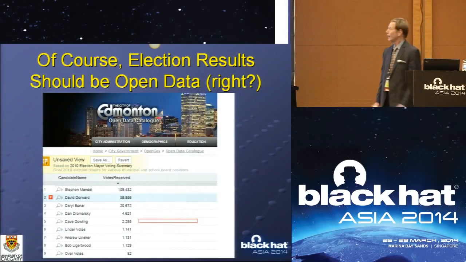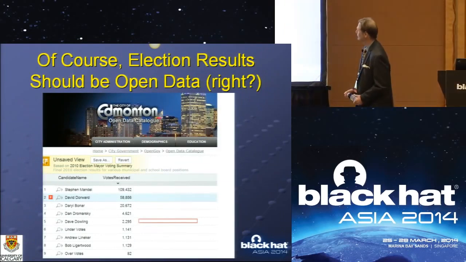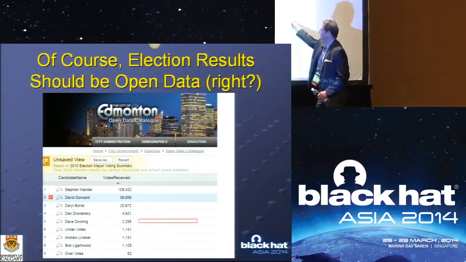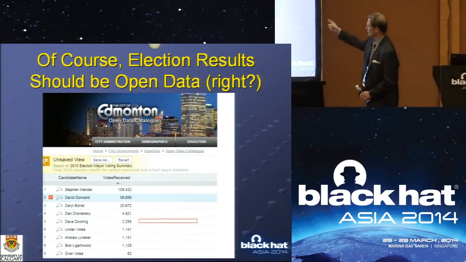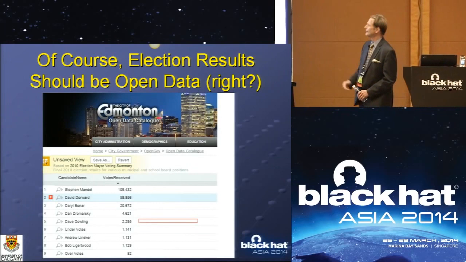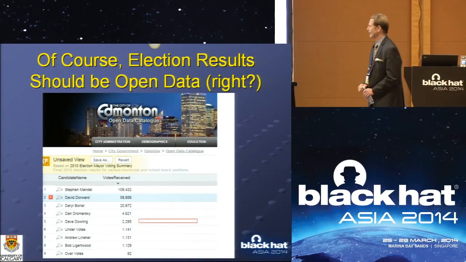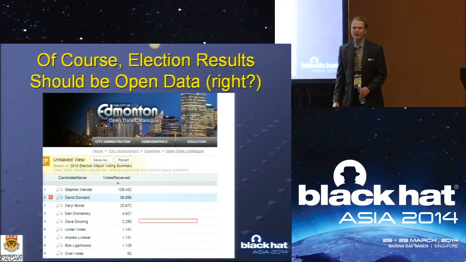Okay, now here's an interesting one from a city in Canada called Edmonton, and they had a mayoral election where this guy named Stephen Mandel did really well. He got most of the votes. In particular, he got 109,432. The next candidate got 58,000, and some of the lesser candidates got very few votes.